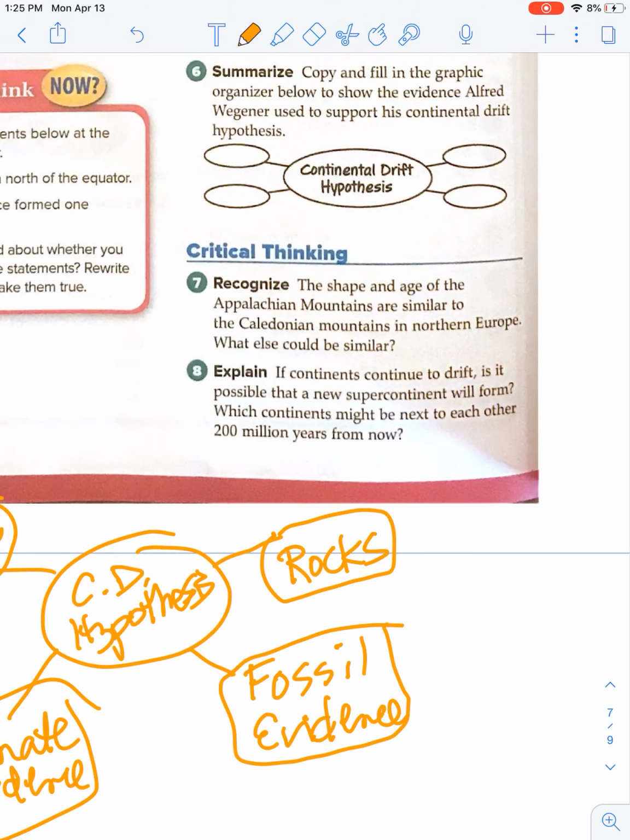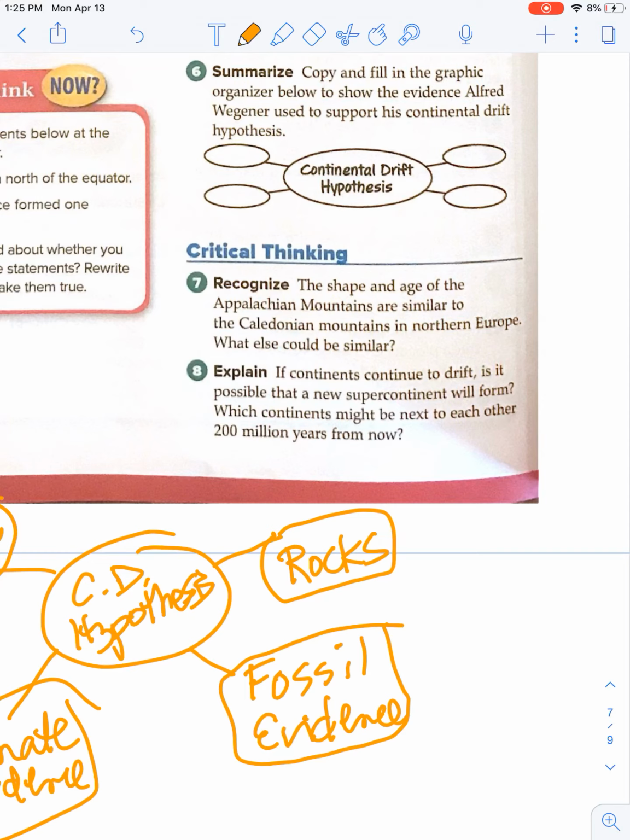All right, looking at our critical thinking, recognize the shape and age of the Appalachian Mountains are similar to the Caledonian Mountains in Northern Europe. What else could be similar? Well, I would say rock formations could be similar, and also maybe the fossils that they would discover there might be the same.